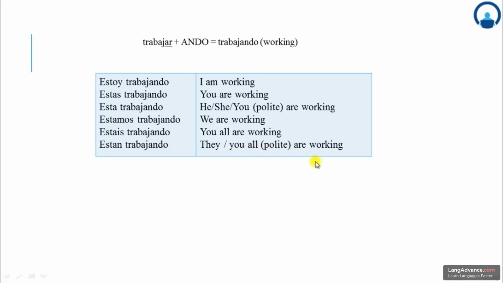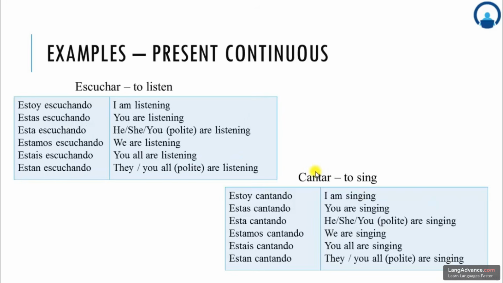Now we'll see some more examples to get this idea clear in our mind. I've taken two examples. First, I've taken the verb called escuchar. Escuchar means to listen. Now, as per the rule, I'll remove this AR, I will add ando in its place and then combine it with the estar conjugations to make it present continuous tense. So there we have the table.